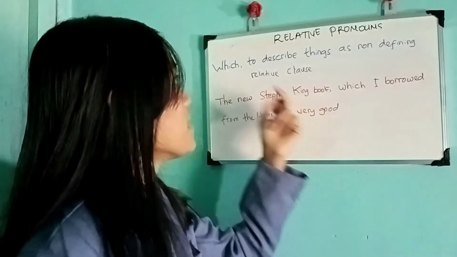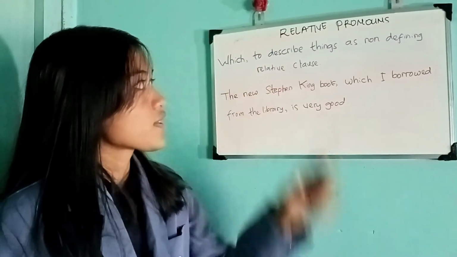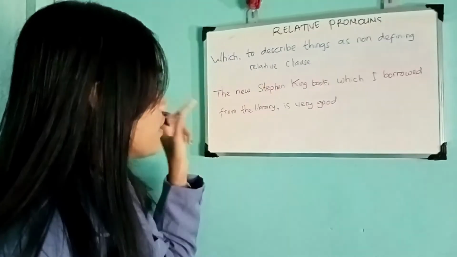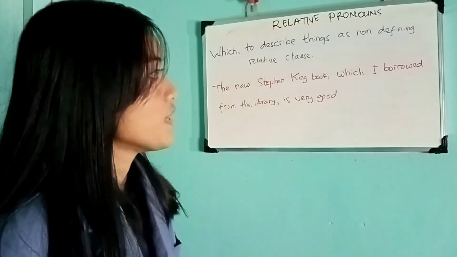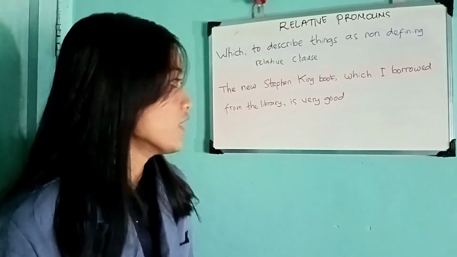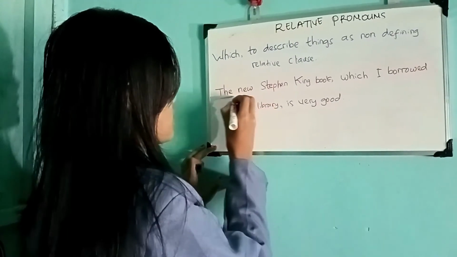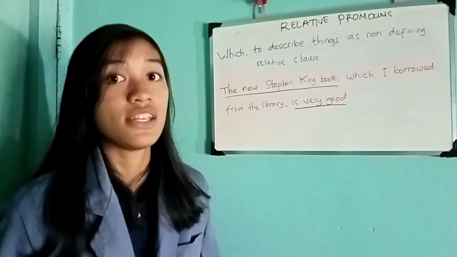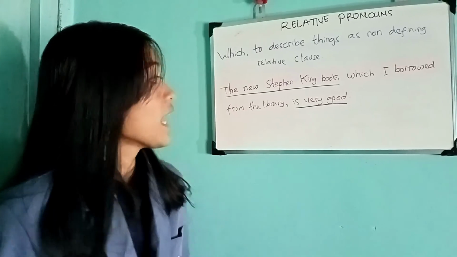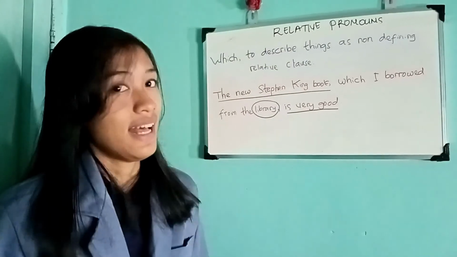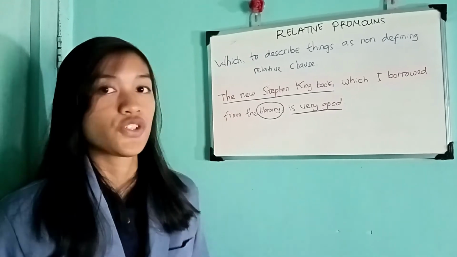Next, relative pronoun which to describe things as a non-defining relative clause. For example, the new Stephen King book which I borrowed from the library is very good. Without the clause, the sentence is: the new Stephen King book is very good. The sentence is complete. The part about the library was only an extra detail.